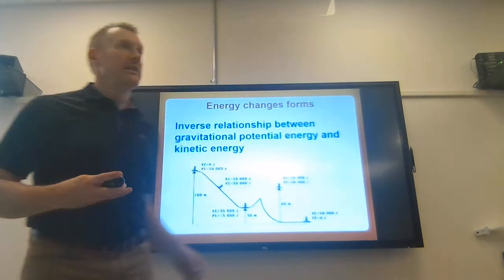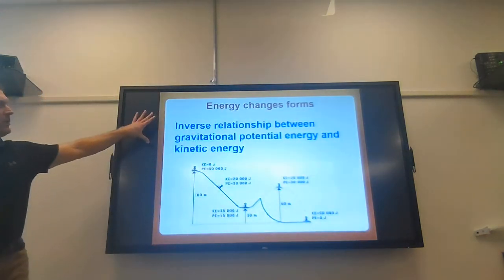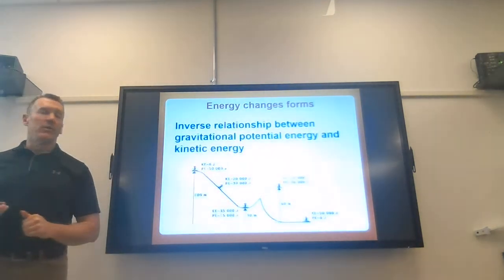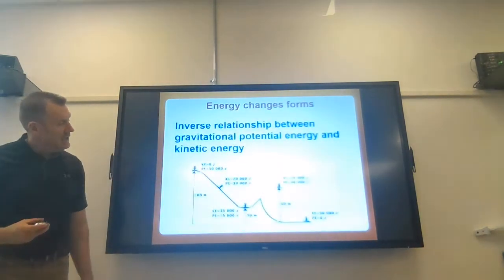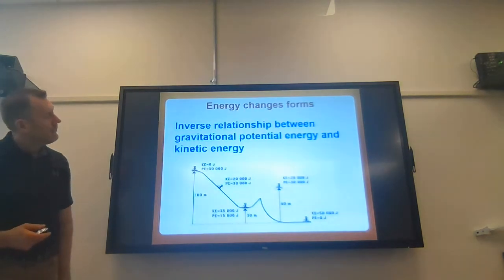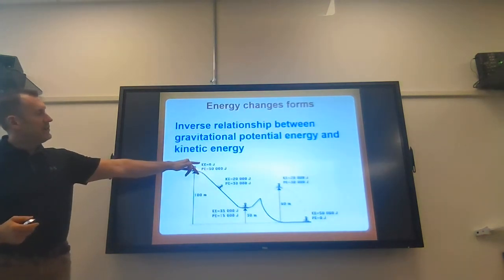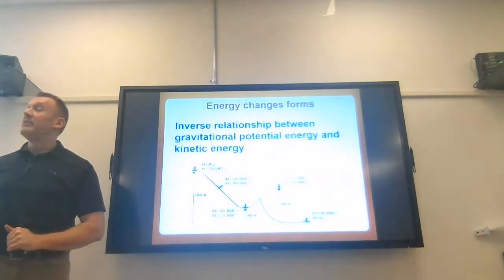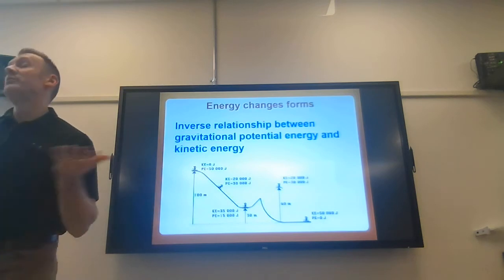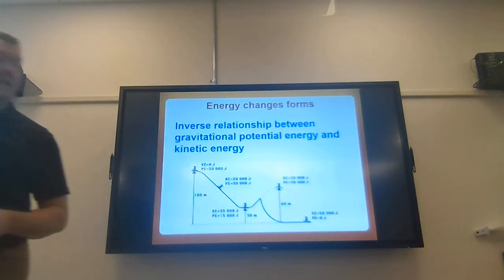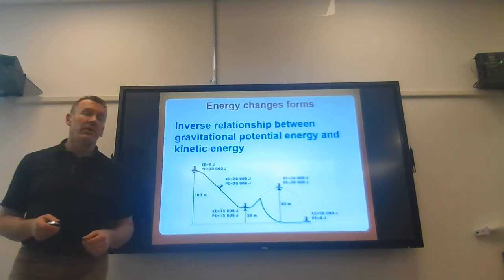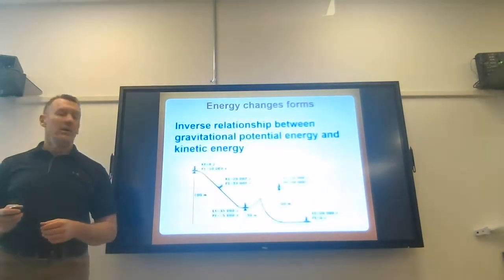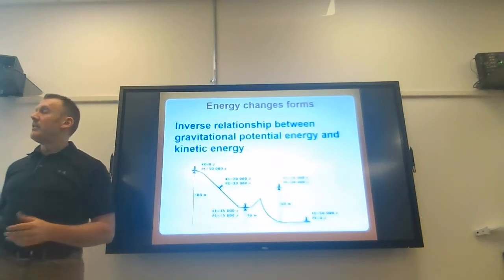So just to illustrate a simple example, the inverse relationship between gravitational potential energy and kinetic energy. Okay, so we're at the top of the ski jump, and we have a certain amount of kinetic energy and potential energy. Why is kinetic energy 0 at that point? Not moving, yeah. You have to have velocity to have kinetic energy. So all of the energy at this point is potential energy, gravitational potential energy, the height above the ground.